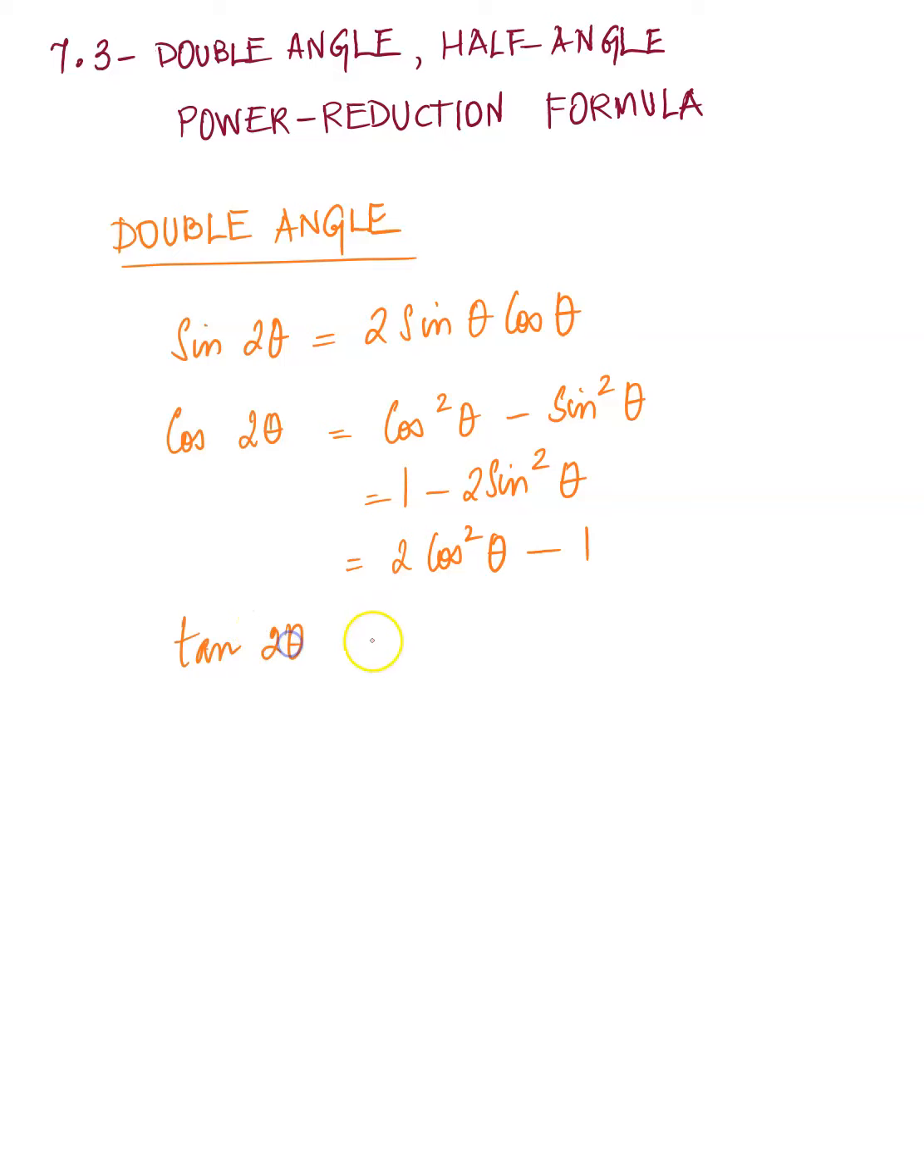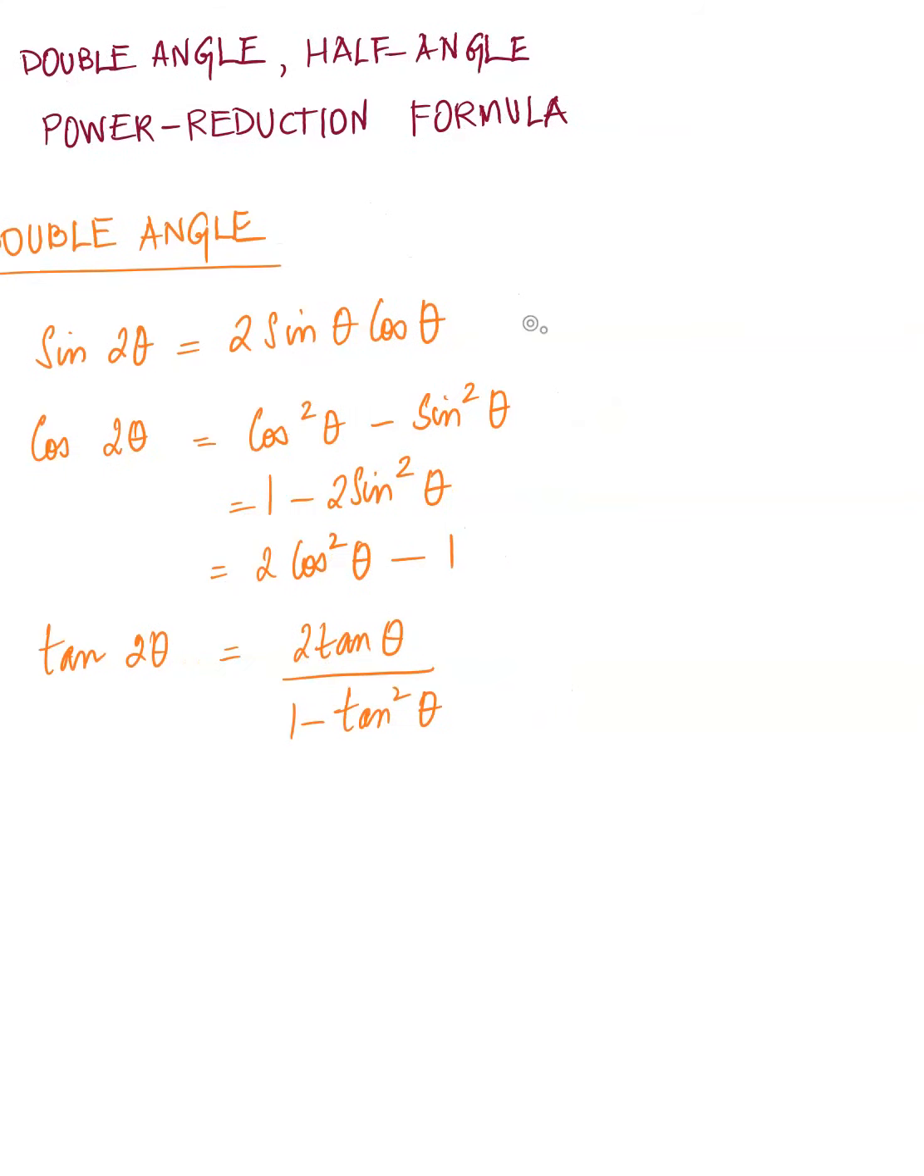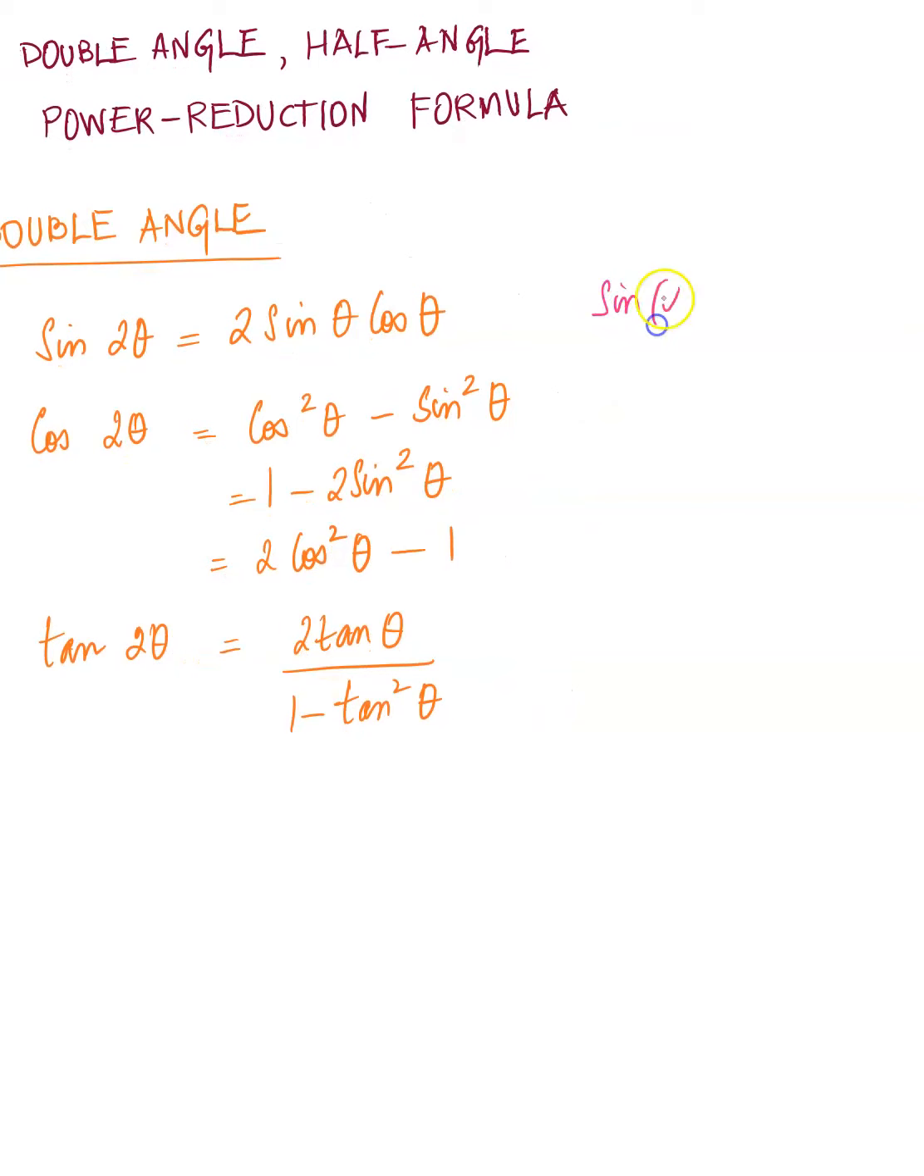So tan 2 theta becomes 2 tan theta over 1 minus tan squared theta. In fact, the derivation is so simple that you really don't have to do that. Now what happens is, if you go back to your sum and difference identities, okay, so you had sine of alpha plus beta, isn't it? Now let me write the identity first. Sine alpha cosine beta plus sine beta cosine alpha.